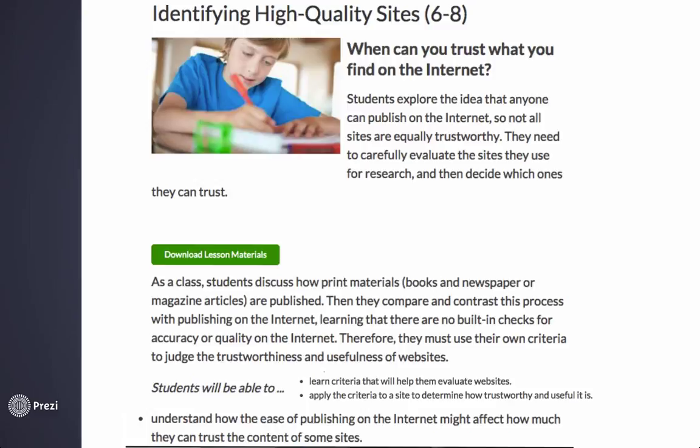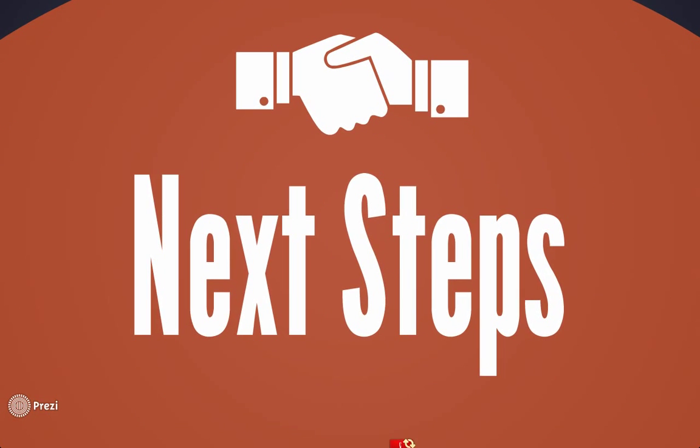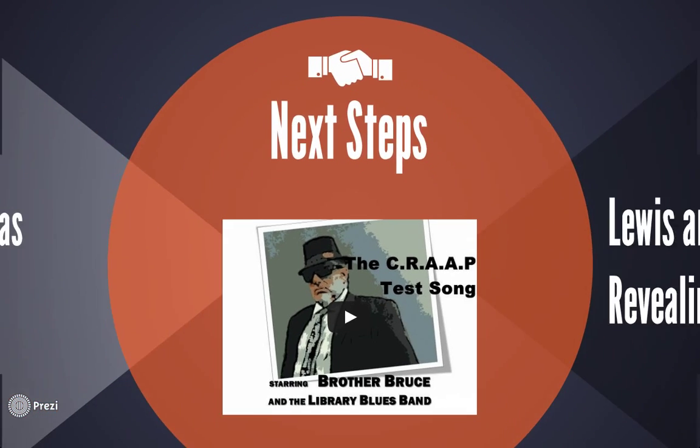Another lesson for students in grades 6 through 8 is Can You Trust What You Find on the Internet? And in this lesson, students begin to understand how the ease of publishing on the internet might affect how much they can trust the content of some sites. They also will learn criteria that will help them evaluate websites and apply the criteria to a site to determine its trustworthiness.